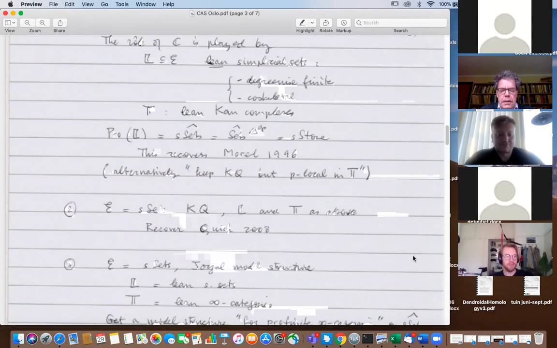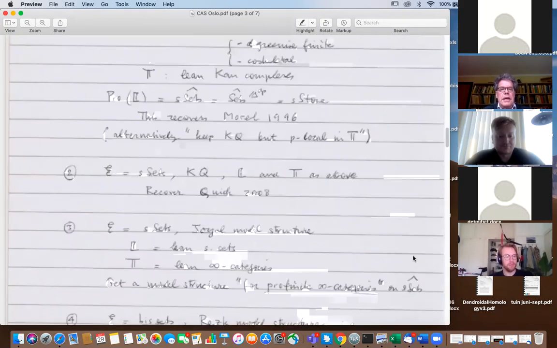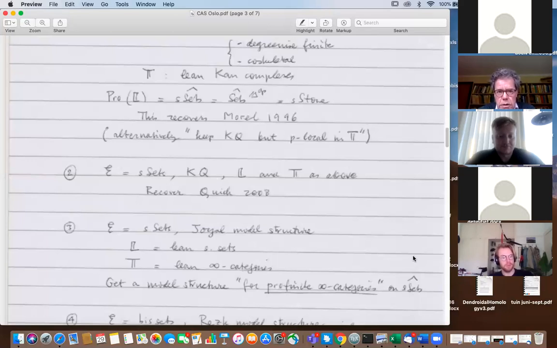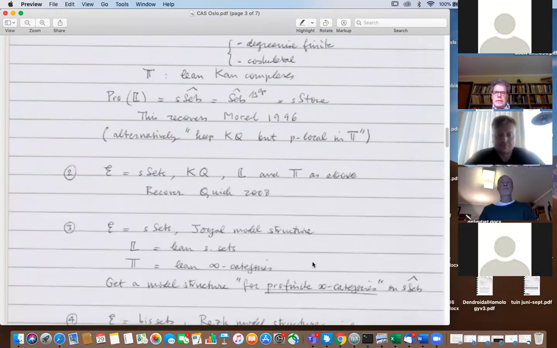I can play exactly the same game with the Joyal model structure on simplicial sets. And then I take for L, again, my lean simplicial sets, so that pro of L is the category of simplicial profinite sets, or simplicial Stone spaces. And for T, now I have to specify a category of fibrant objects, and I take the lean infinity categories. So what you get is what might be called a model structure for profinite infinity categories. So it's a model structure on simplicial Stone spaces.